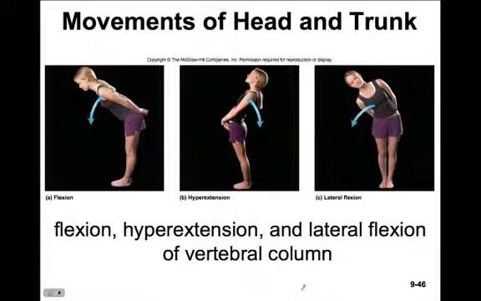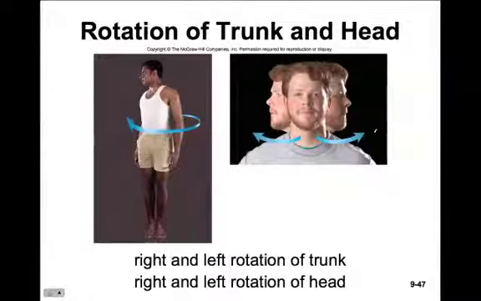Again, reviewing flexion, extension, and hyperextension, we can see that each is possible in movement of the trunk. We can also have lateral flexion, curving the vertebral column towards one side or the other. We can see rotation in the trunk and the head. We can have a right and left rotation of either the trunk or the head.